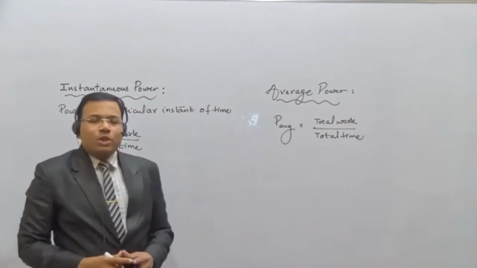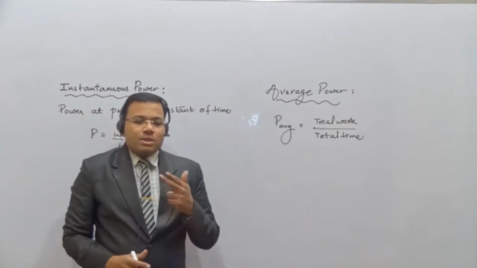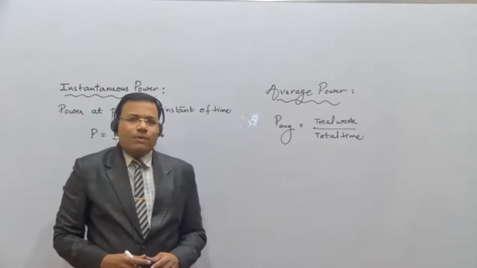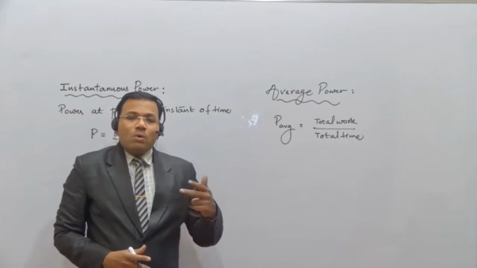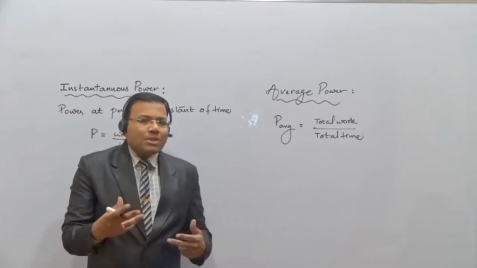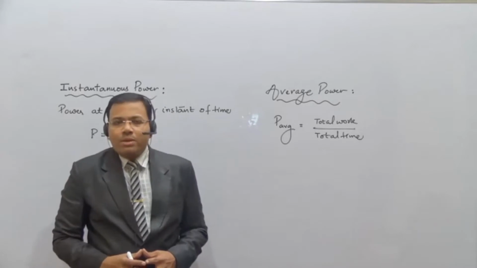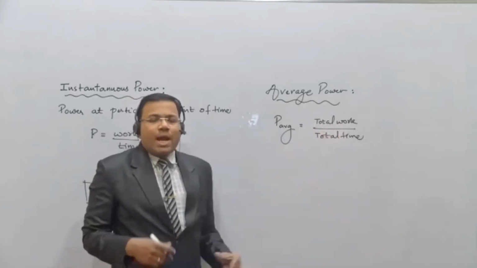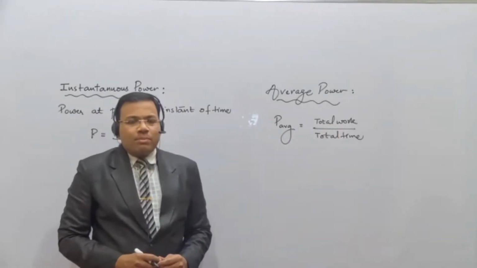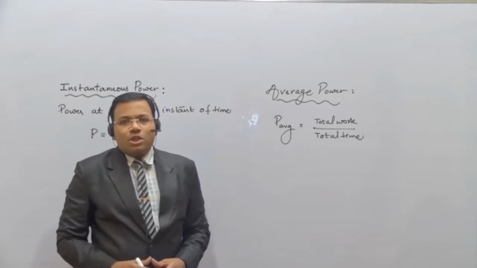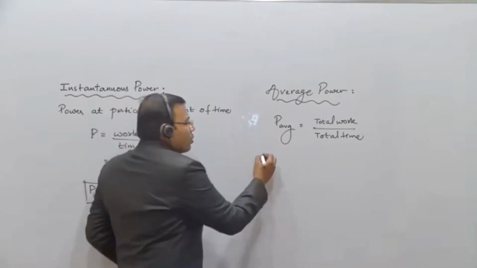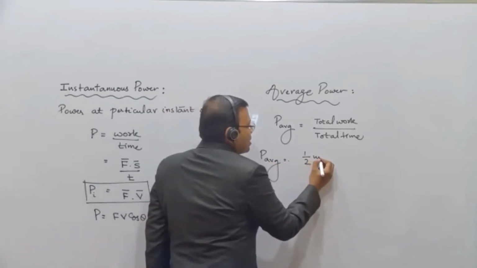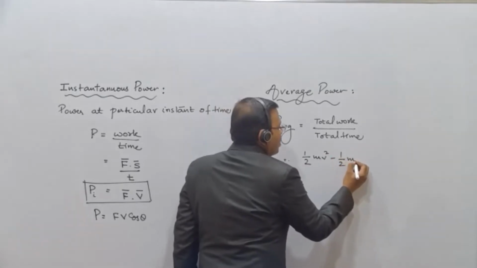Now let us see what this total work is. Suppose a body is at rest and starts moving with a velocity v. A body at rest means the initial velocity is 0. Now it is moving with velocity v, so the kinetic energy is half mv square. Why am I reminding you of all this? According to the work energy theorem, work done is equal to the change in kinetic energy. So P average is equal to the work done, that is half mv square minus half mu square.